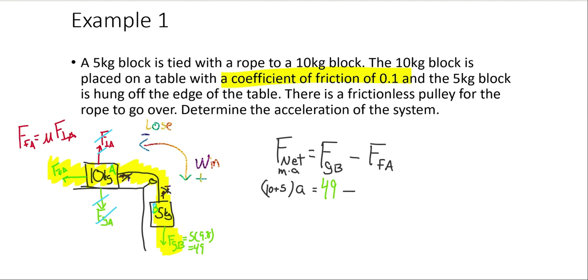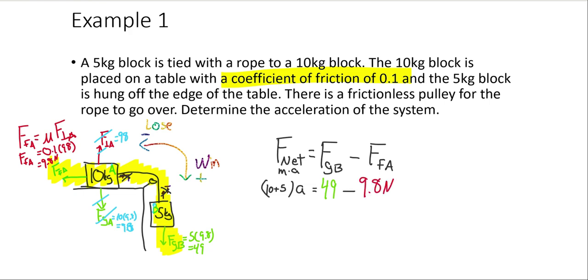We don't have a number for the normal force on object A, but we noticed that it's balancing gravity in this particular situation. So gravity being 10 times 9.8 for object A, being 98, would balance our normal force, meaning our normal force is the size of 98. Our coefficient is 0.1. Our normal force is 98. This means our force of friction A is going to be 9.8 newtons.